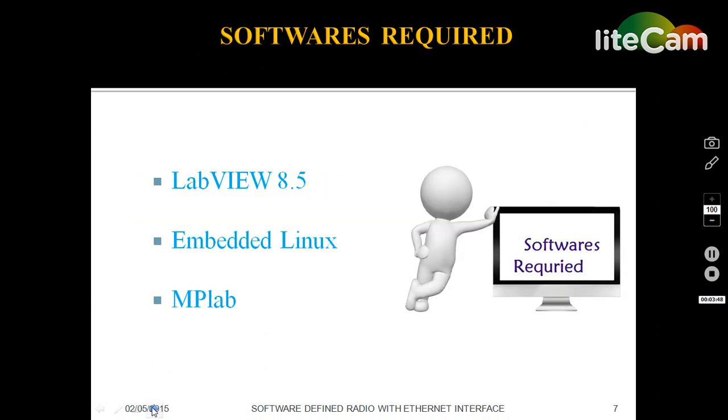Software required are LabVIEW 8.5 to create a GUI, and embedded Linux to program Raspberry Pi. There are two codings we have to do in the Raspberry Pi. One is a server coding, and another one is serial communication using USB port and interfacing that with the PIC microcontroller board. MPLAB to program the PIC microcontroller.